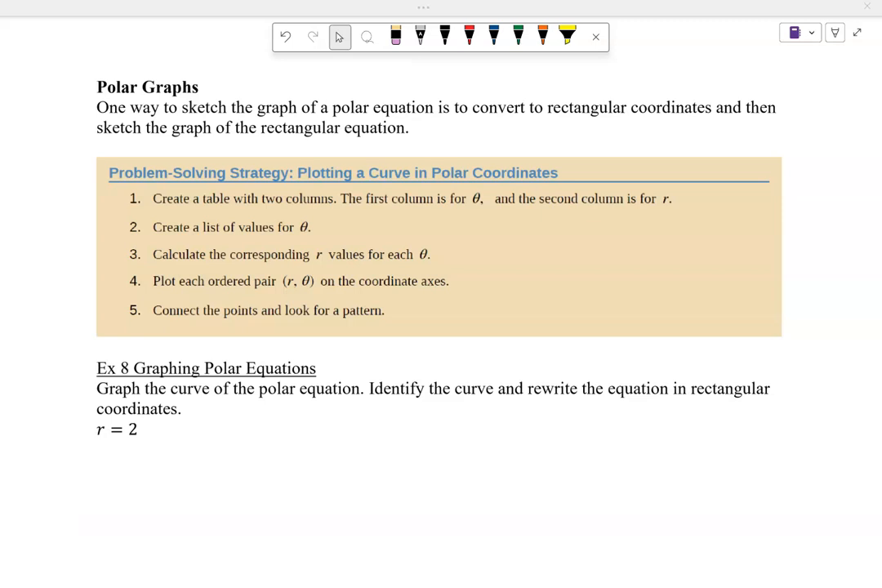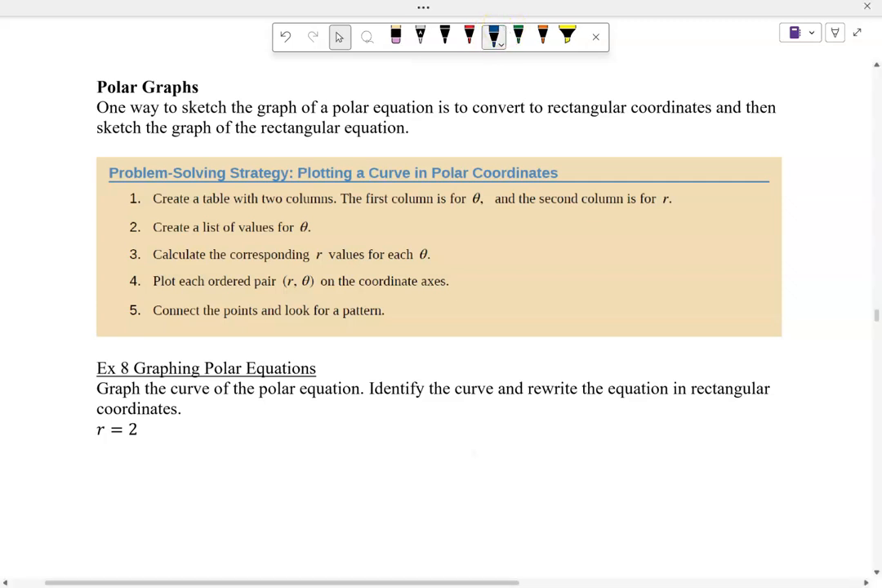All right, in this part, we're going to take a look, you guys, at polar graphs. So what we're going to do is make a table of values, plot the points, get a feel for it, and then we'll look at converting it to rectangular equations for the ones that we have, and verifying our graph.